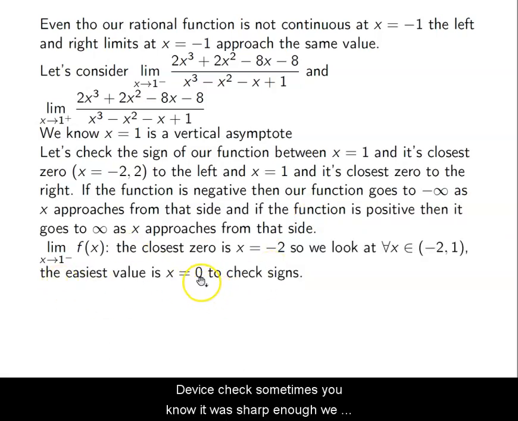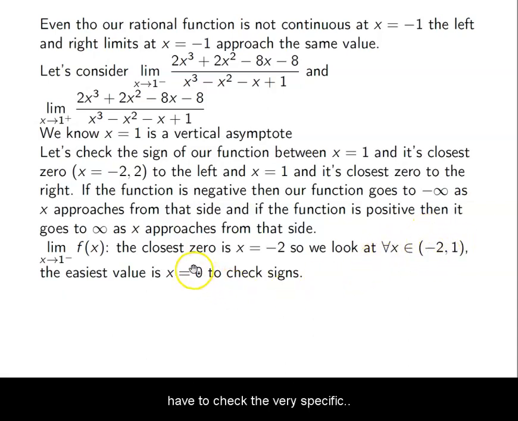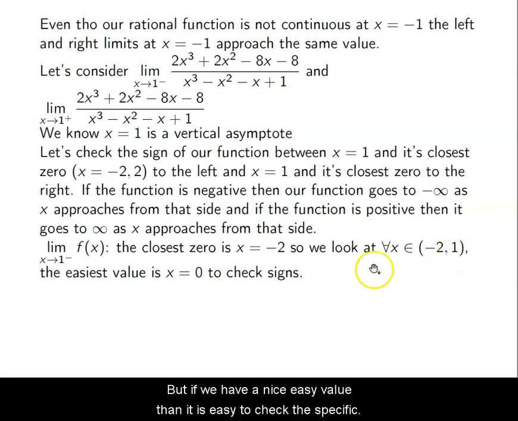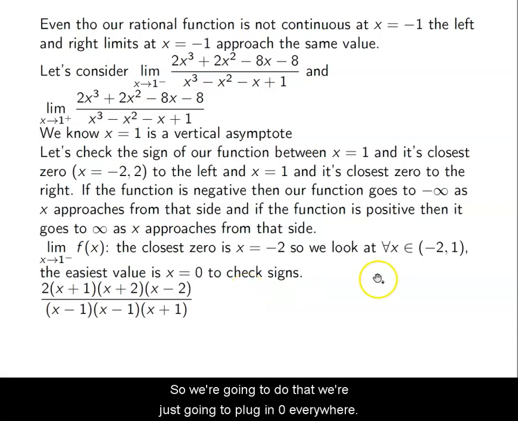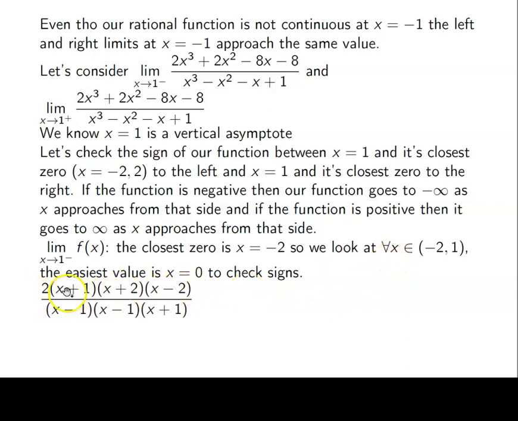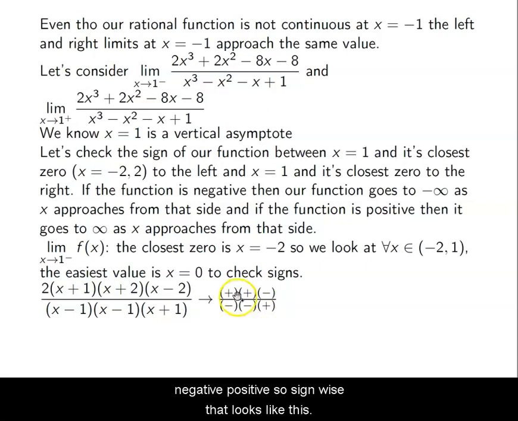All right, the value we check is x equals 0. Sometimes, if we're sharp enough, we can just think about all values in between -2 and 1, and we don't have to check a very specific value. But if we have a nice easy value, then it is easy to check a specific value. So we're going to do that. We're just going to plug in 0 everywhere. We'll get a positive, a negative, negative, negative, positive. So sign-wise, that looks like this, right? Negative on top, positive on bottom, which means overall I have a negative value.